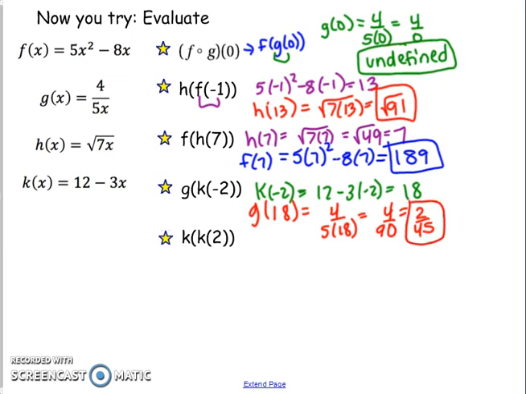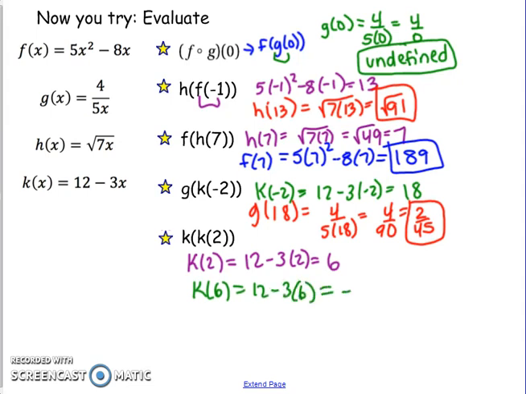Okay, and then the last one, k of k of 2. We're going to do k of 2 first. 12 minus 3 times 2 is equal to 6. And then we're going to do k of 6, so we're plugging that back into the same function. We're going to do 12 minus 3 times 6, and that's going to equal negative 6.